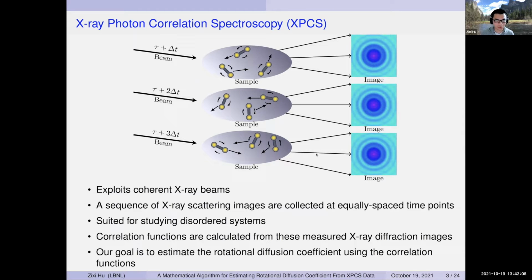When applied to such disordered systems, the images exhibit this kind of grainy texture. Though visually it is really hard to distinguish the three images, they are collected at different times. They are actually different. So to analyze the images, correlation functions of the measured intensity are calculated. Our goal here is to estimate the rotational diffusion coefficient from the correlation functions. So what exactly is the rotational diffusion? What exactly is that coefficient?